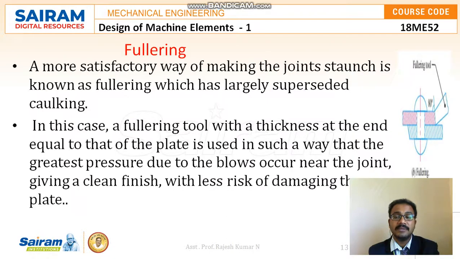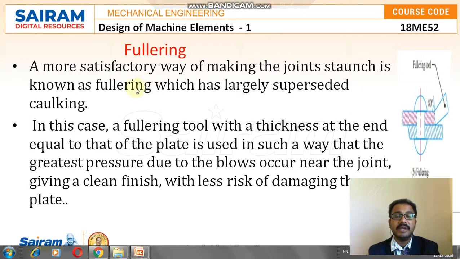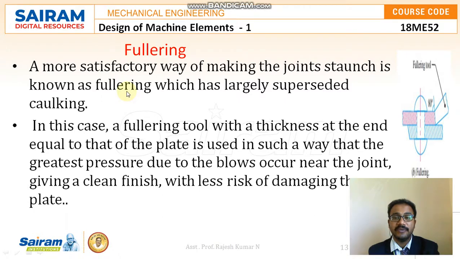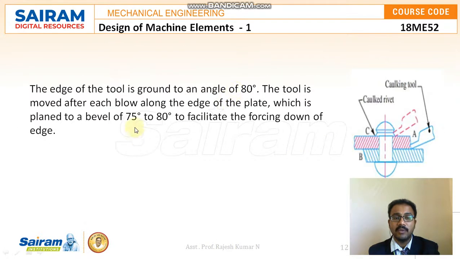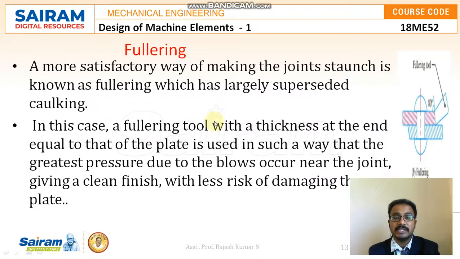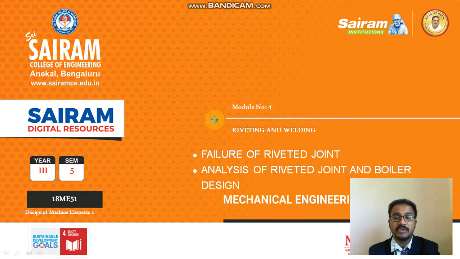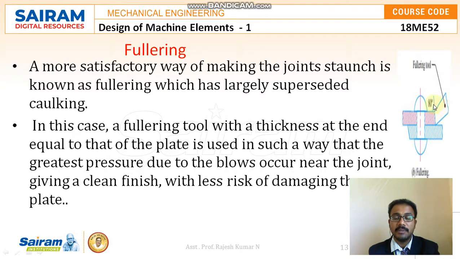And similarly, we have a very interesting next topic, that is fullering. So what is the difference between caulking and fullering? We should know this difference. When we speak about caulking, the angle we bevel is 75 to 80 degrees. But in the case of fullering, the angle will vary. So what is that angle that we will be discussing? Here you can see, if the angle is strictly restricted only to 80 degrees, then we call that process fullering. A more satisfactory way of making the joints staunch is known as fullering, which has largely superseded caulking.